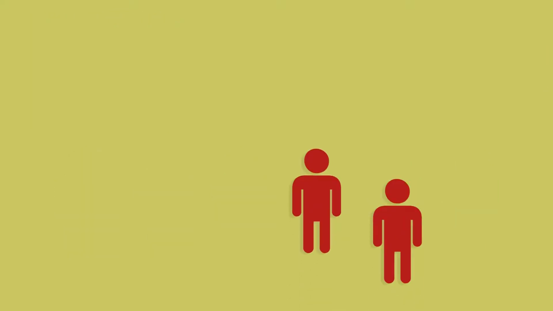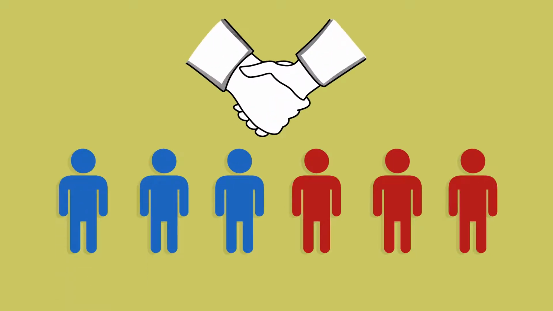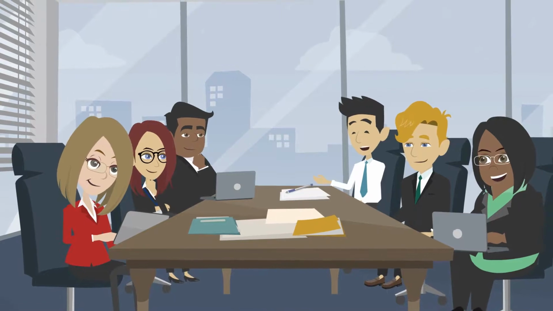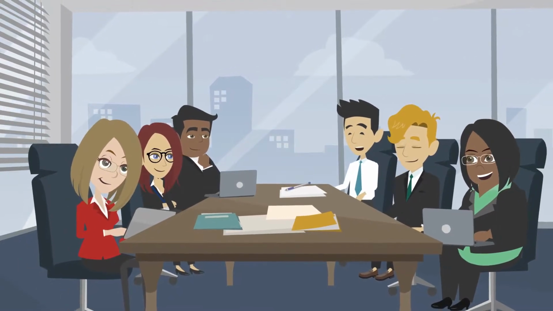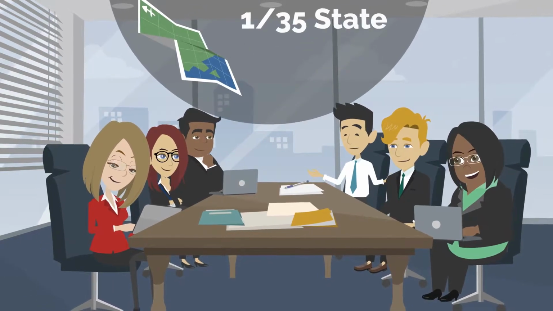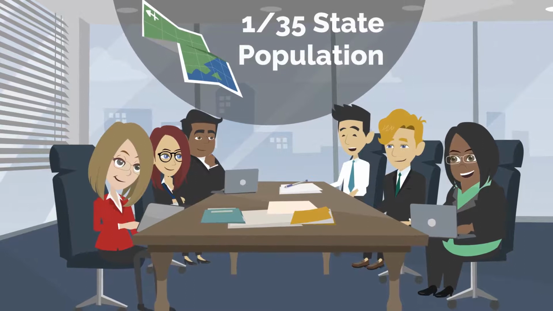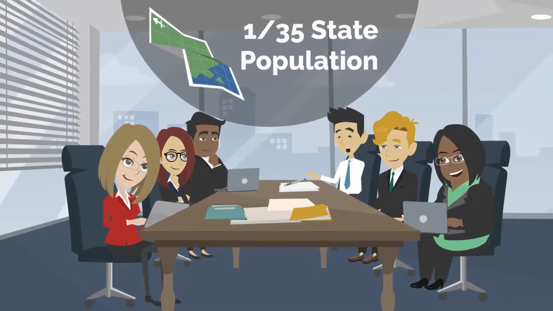3 members are appointed by Republicans and 3 by Democrats, forcing the 2 parties to make compromises in how districts are drawn. Using the new census data on how many people we have and where they live, the Commission draws new legislative maps that put roughly 1/35 of the state's population into each legislative district, while minimizing the number of counties that must be divided.